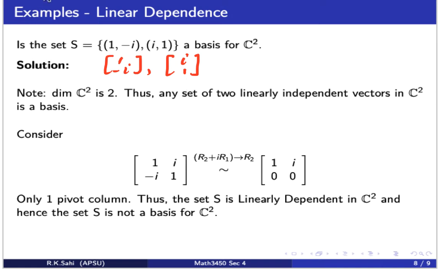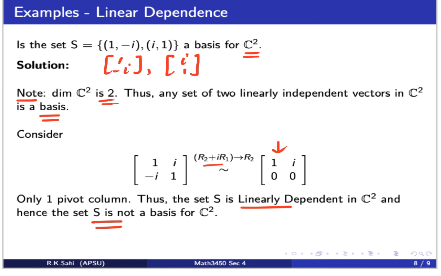So, a few things to talk about. First of all, the dimension of C2 is 2. And there is a theorem we have learned that any set of two linearly independent vectors in C2 will form a basis. So what we have to do is, if these two elements (1, -i) and (i, 1) are linearly independent, then automatically the set S will become a basis. So once again, we write down the matrix and apply the elementary row operations. What we see is that we get only one pivot column. So the set is linearly dependent, and hence this set is not a basis for C2.